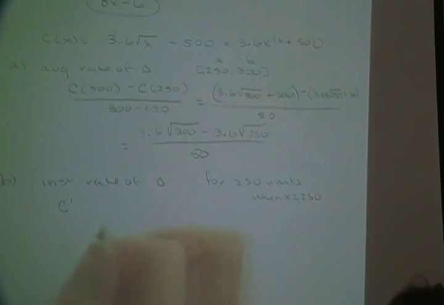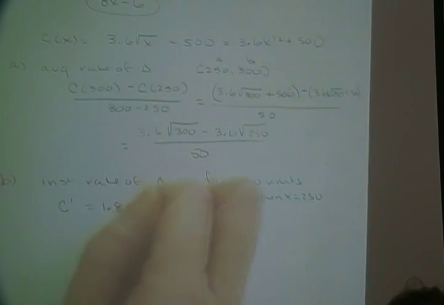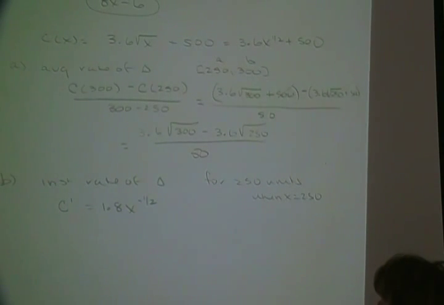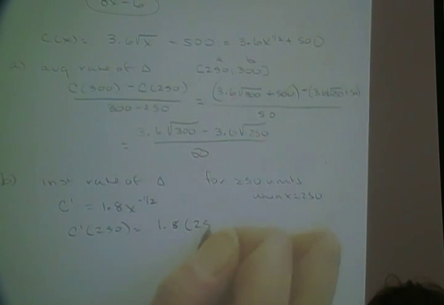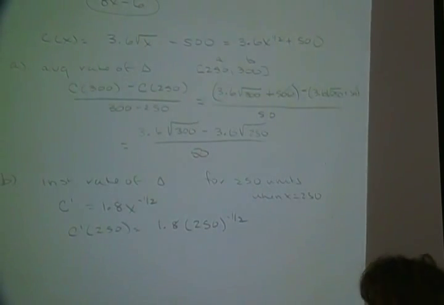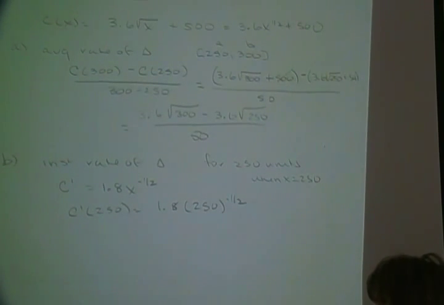So I'll move the 1/2 down and make it 1.8 x to the negative 1/2. The derivative of 500 is 0. So the derivative of that, I don't have to worry about that. So now C prime of 250 is 1.8 times 250 to the negative 1/2. Again, that's a calculator problem. You could evaluate it and give me an answer.